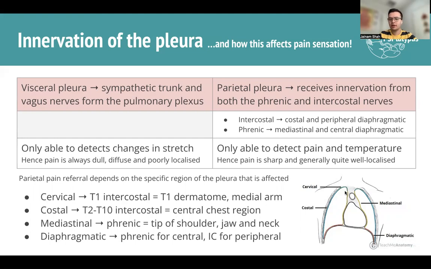And then diaphragmatic, because it's got this dual innervation. If it's the central half of the diaphragm, we're thinking more phrenic nerve pain referral, so shoulder, jaw, neck. If it's the peripheral aspect, then we're thinking intercostal nerve problems.